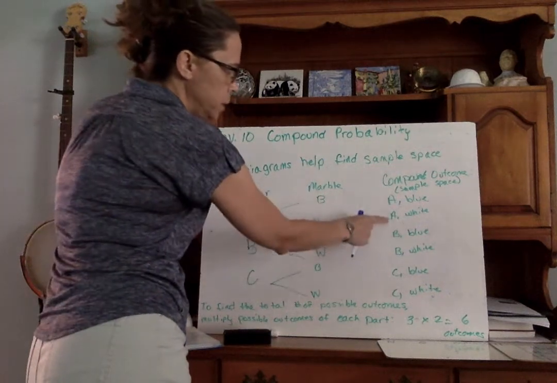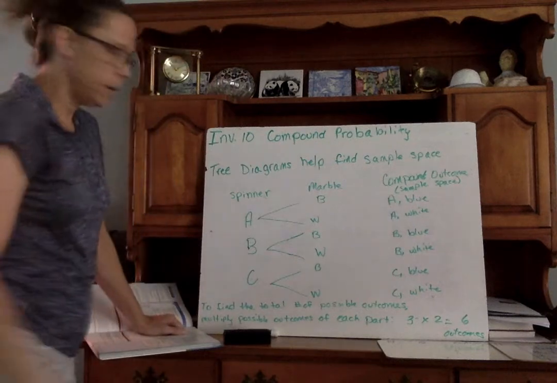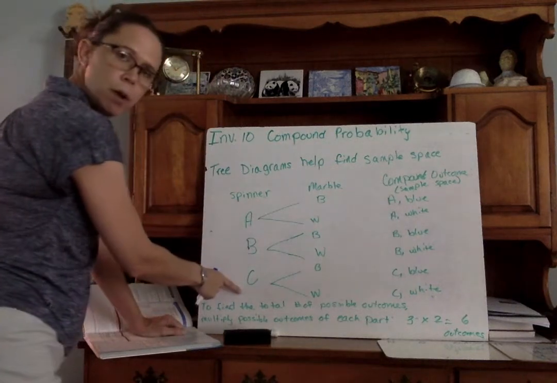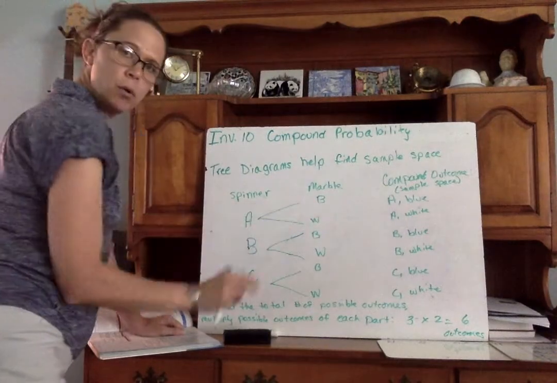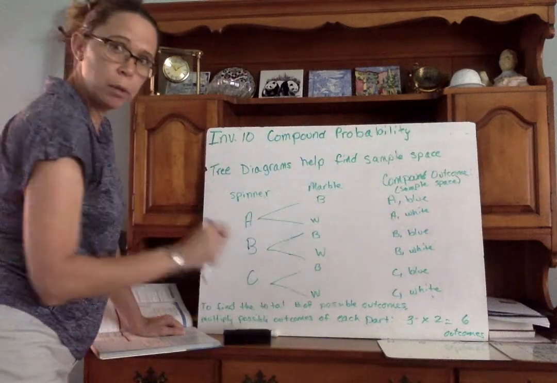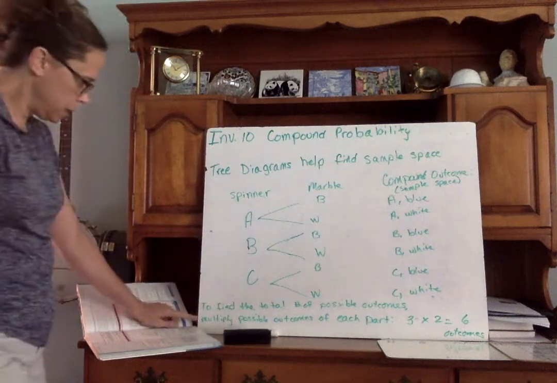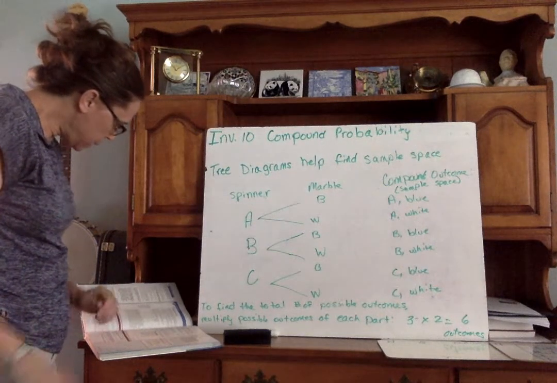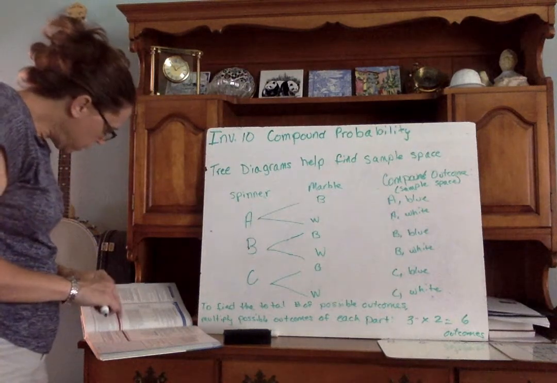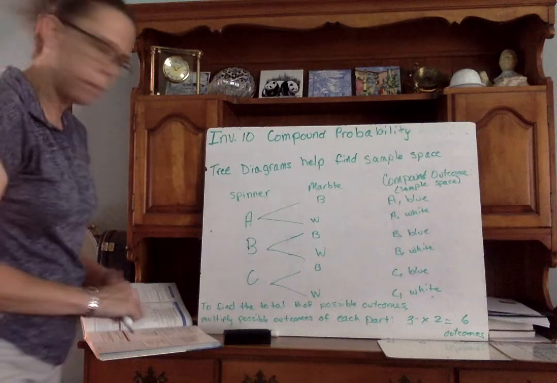So, 1, 2, 3, 4, 5, 6 possible outcomes. Okay? I had 3 possible outcomes when I spin my spinner, 2 possible outcomes when I go to draw a marble out of the bag. I'm either going to pick a blue or I'm going to pick a white. So look at this bottom sentence. It's listed in your book on page 524. It's kind of in that paragraph that they give us at the bottom.